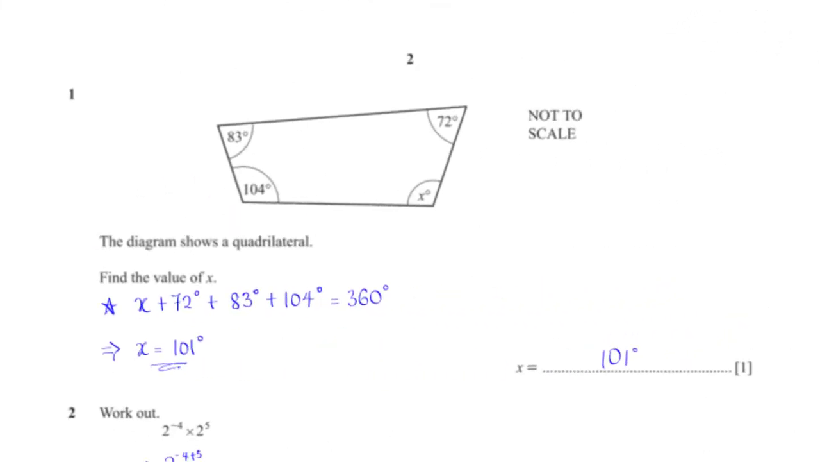The diagram shows a quadrilateral. Find the value of x. All angles in a quadrilateral add up to 360 degrees. And so in this case, we have x plus 72 plus 83 plus 104 equals 360. This gives us x equals 101 degrees.